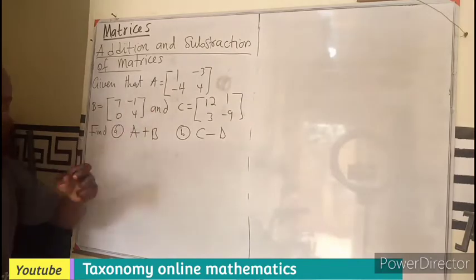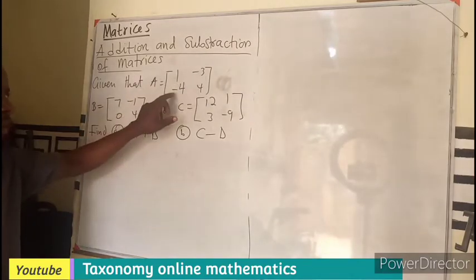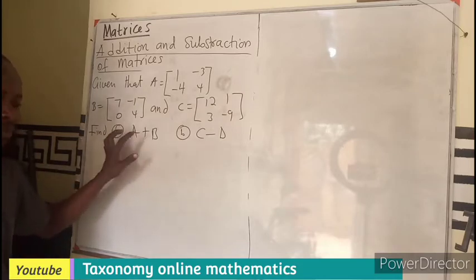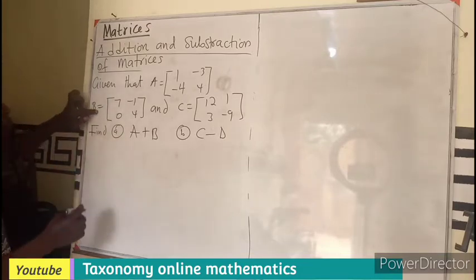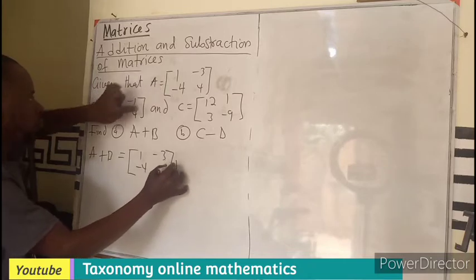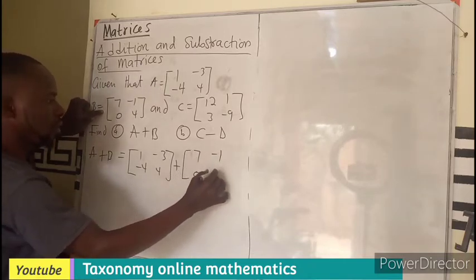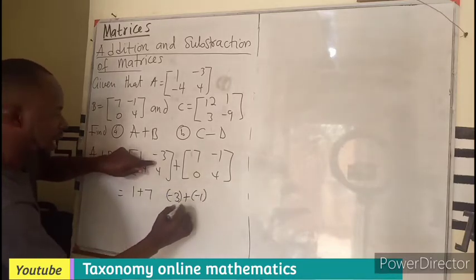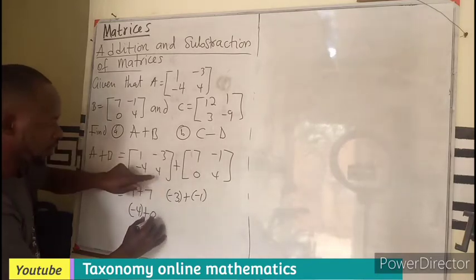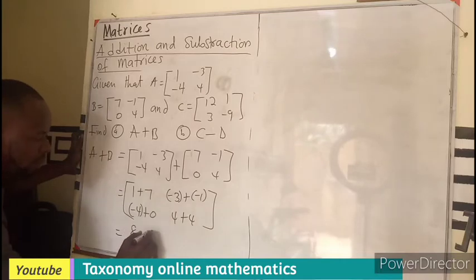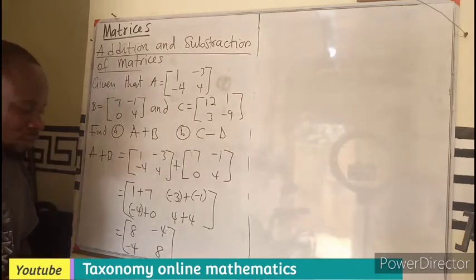Let's try one. Given that matrix A is 1, minus 3, minus 4, 4, 7, minus 1, 0, 4, 12, 1, 3, minus 9. We have to find matrix A plus B. So it means that A plus B will be adding this matrix to this matrix, which will in turn become 1 plus 7, minus 3 plus minus 1, minus 4, 0, 4 plus 4. This will give you 8. This will give you minus 4, and 8. So A plus B is just going to be this value.